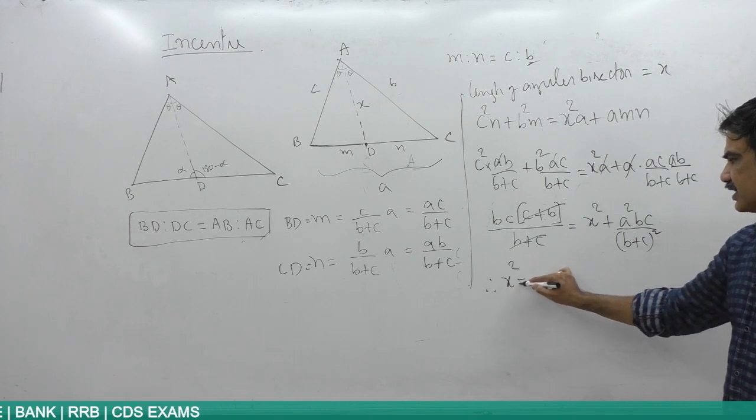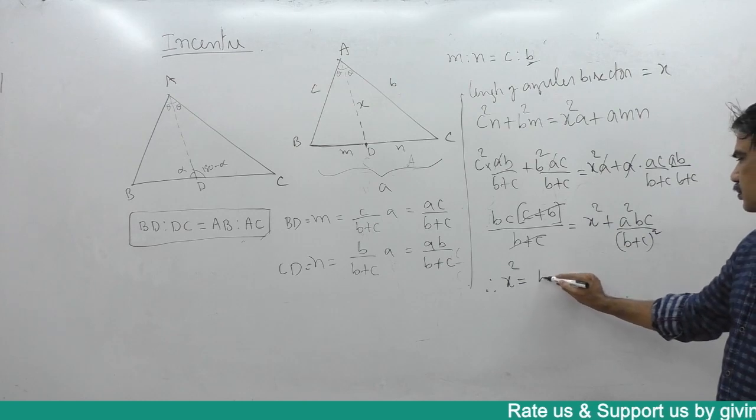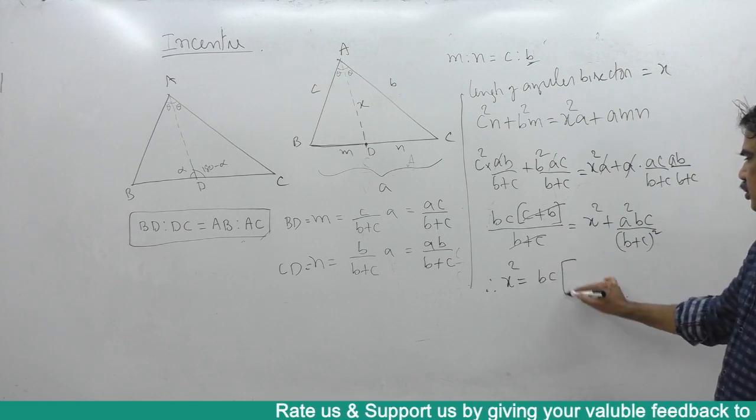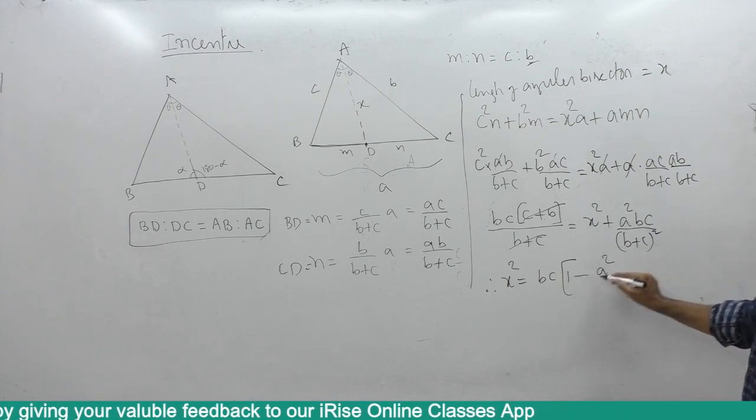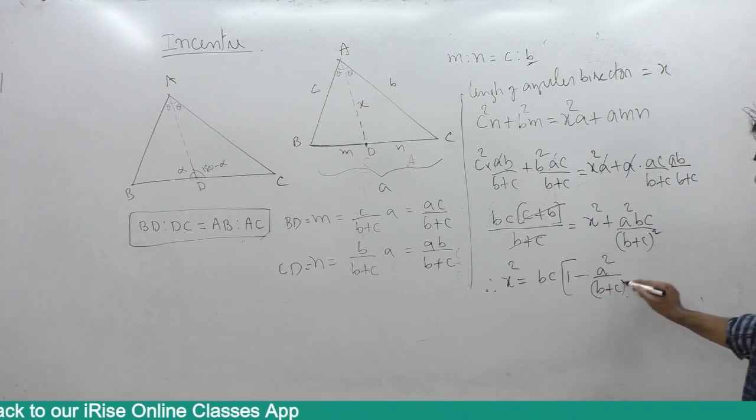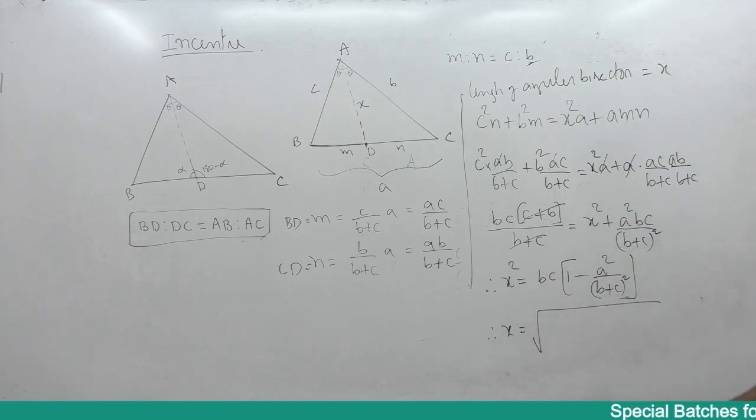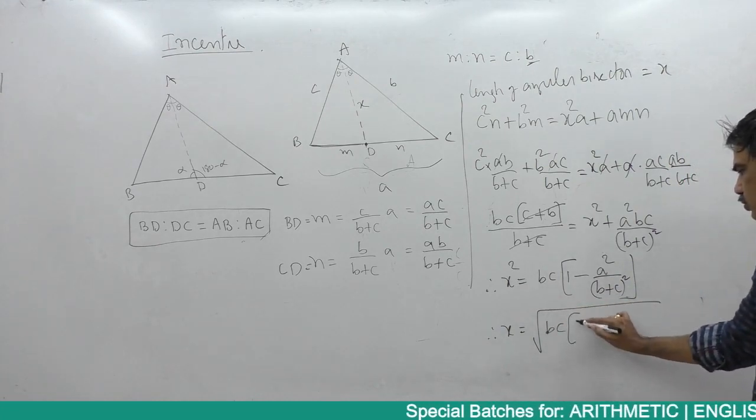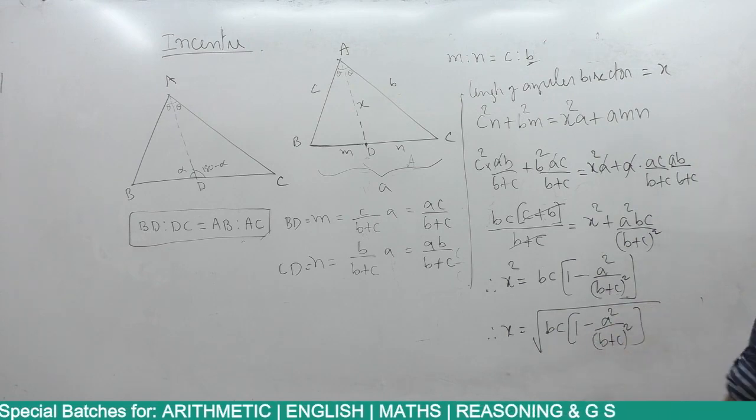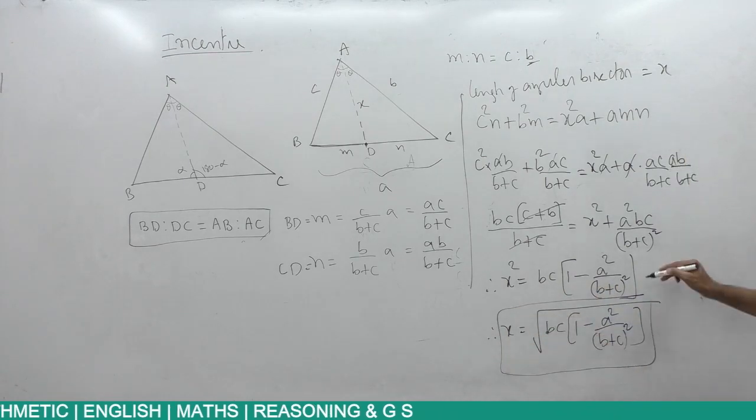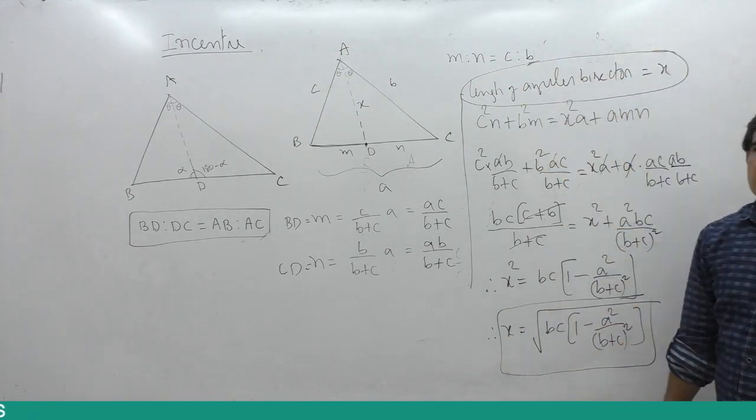Therefore, X square is equal to, this can be written as BC into 1 minus A square by B plus C whole square. Therefore, X is equal to root of BC into 1 minus A square by B plus C whole square. So this is the formula to find the length of angular bisector.